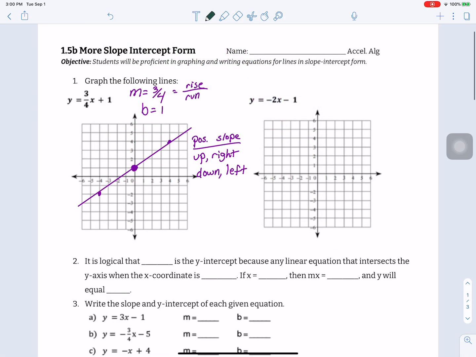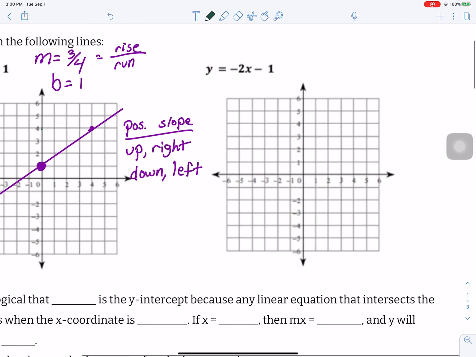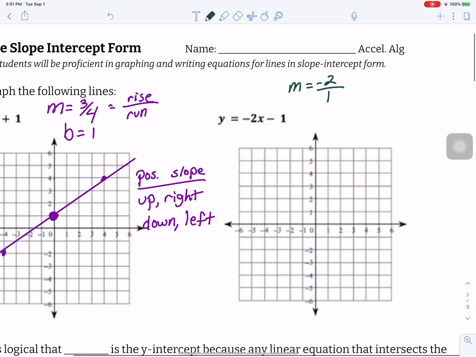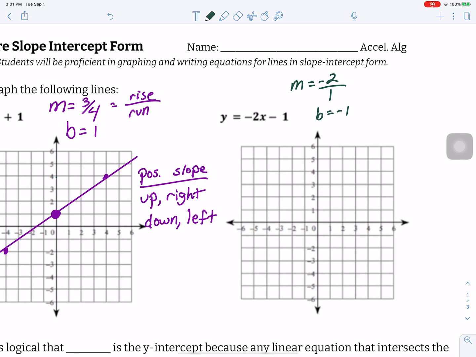Looking at the next equation, my slope is just -2, but it's easier if I have it as a fraction. So see if you can think in your head, what number would I be able to divide -2 by that would still give me -2? And it's not -2. So hopefully you came up with 1. And so we're going to leave it as that piece, and my y-intercept is -1.